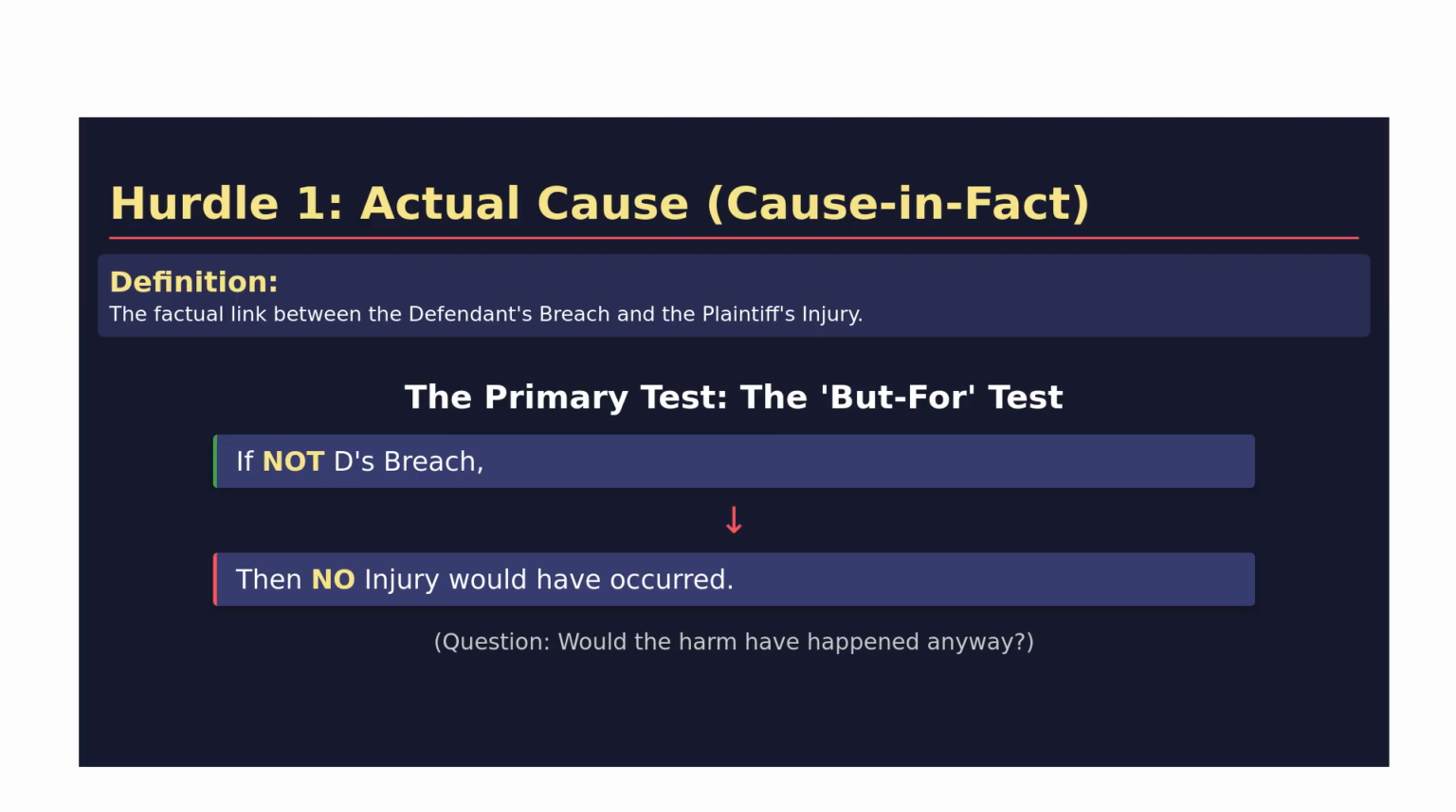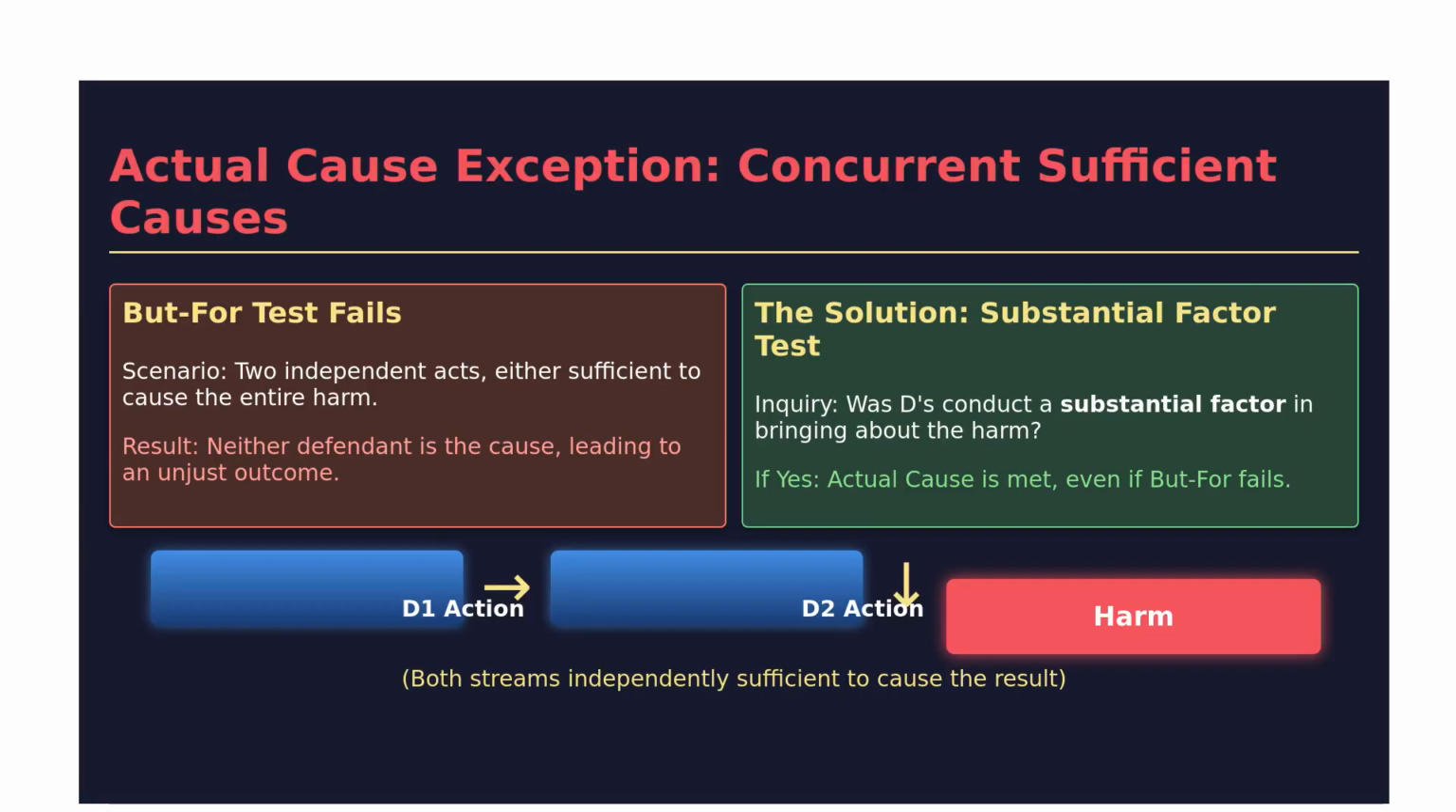A driver runs a red light, breaching their duty of care, and strikes a pedestrian. But for the driver running the red light, the pedestrian would not have been hit and injured. Because the injury is directly traceable to the breach, the but-for test is satisfied, and we can proceed to the second hurdle. We establish that the but-for test is the primary tool for determining actual cause.